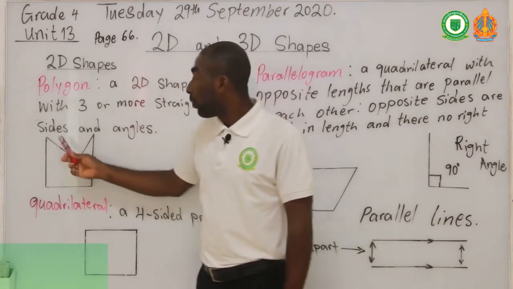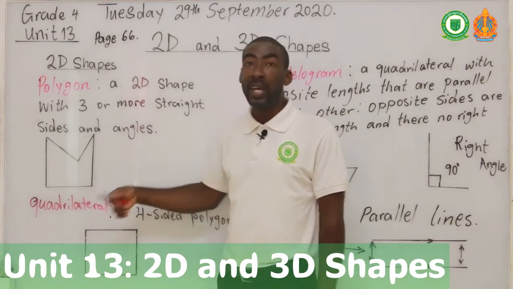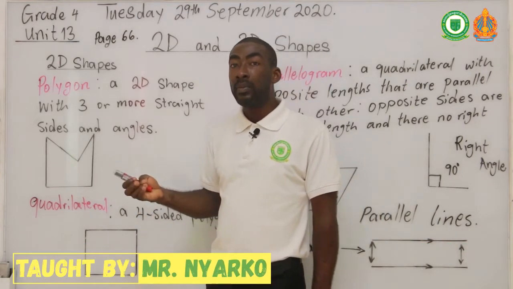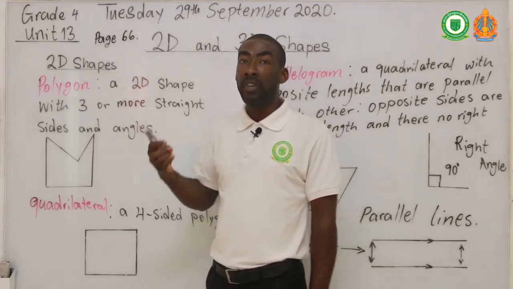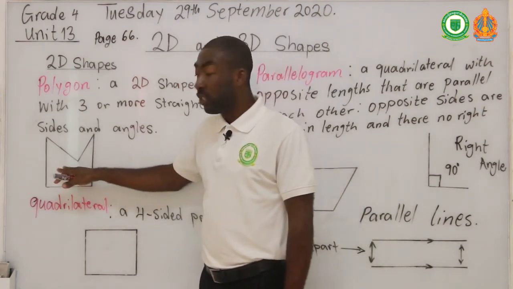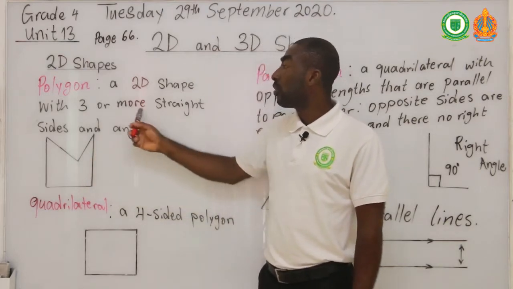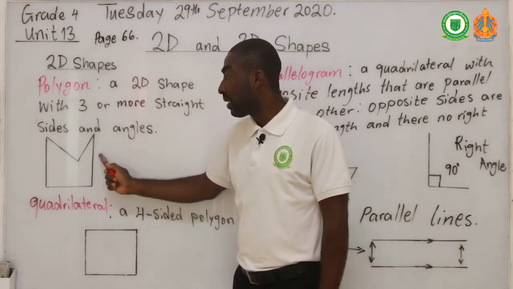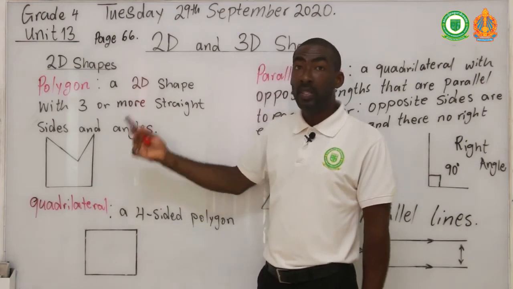Okay, so when we look at this shape that we have here, this is an example of a polygon, okay? Your square, your rectangle, and your triangles, they are all polygons. So this is an example of a shape of a polygon. It means it has 3 or more straight sides, okay? So this is 1 side, 2 side, 3 side, 4 and 5. That means it even has more than 3 straight sides.